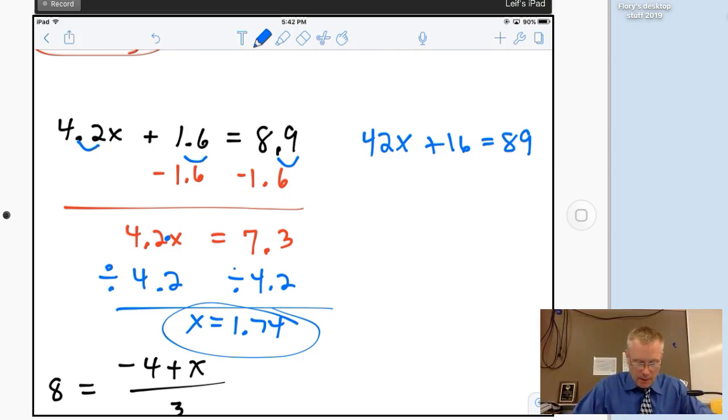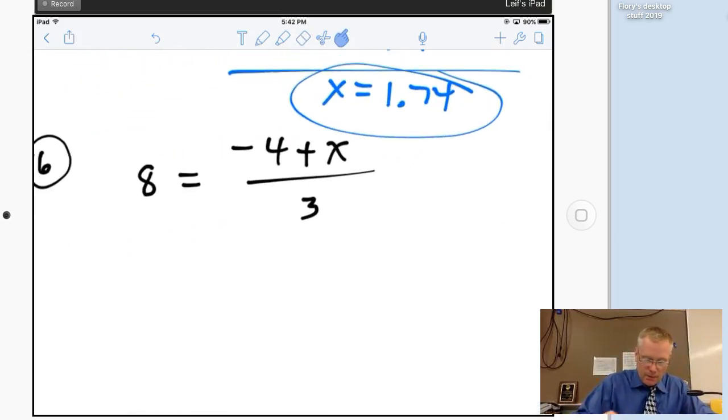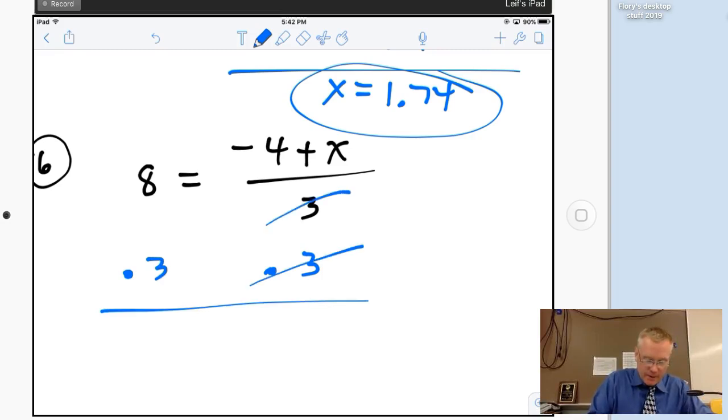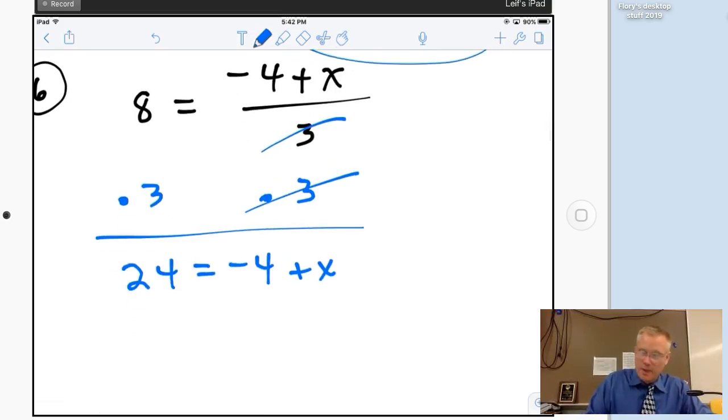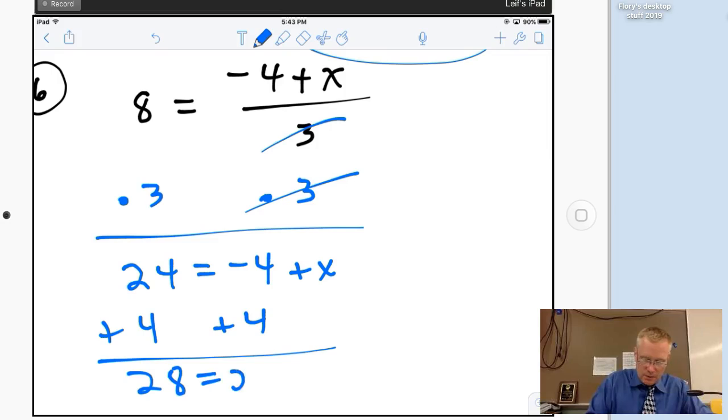All right. Next, this one. This is once again a fraction bar, which is division, which means the first thing I'm going to do is get rid of the fraction bar. Multiply by 3 and get rid of it. 8 times 3 is 24. And I got negative 4 plus x is 24. The opposite of adding negative 4 is adding positive 4. And I'll get x equals 28.